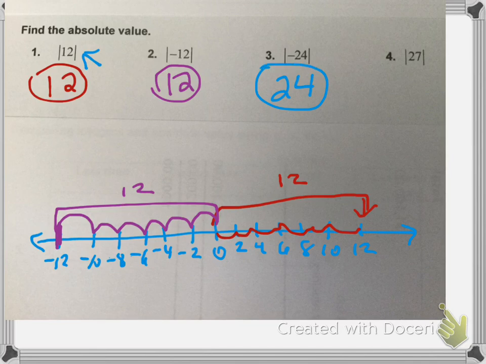Number 4, the absolute value of 27. How far away is 27 from 0? The absolute value of 27 is 27. It would be 27 away from 0. And that is absolute value. It's very simple.